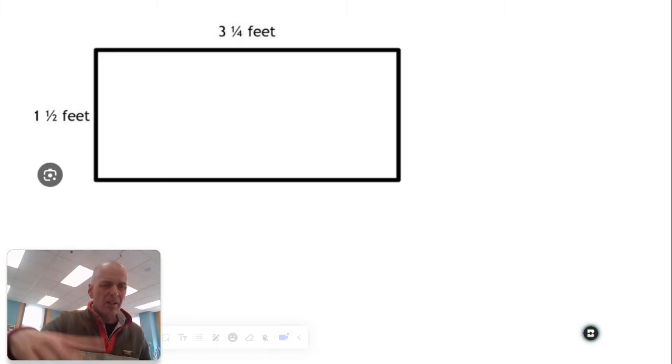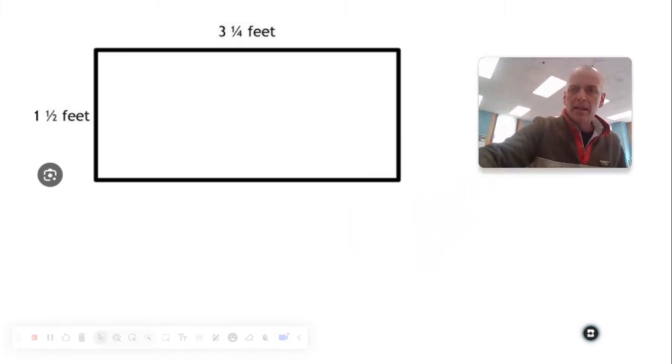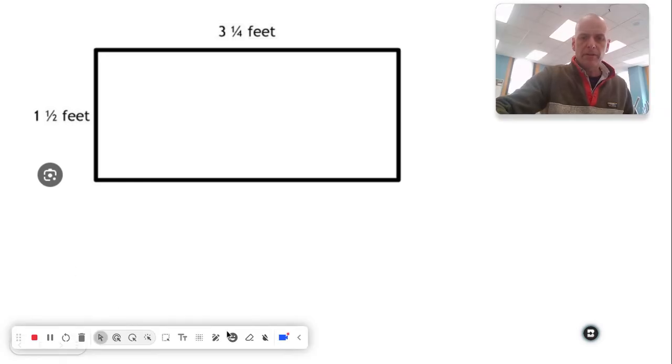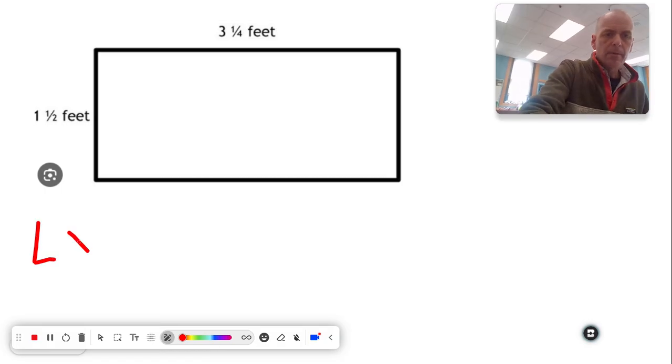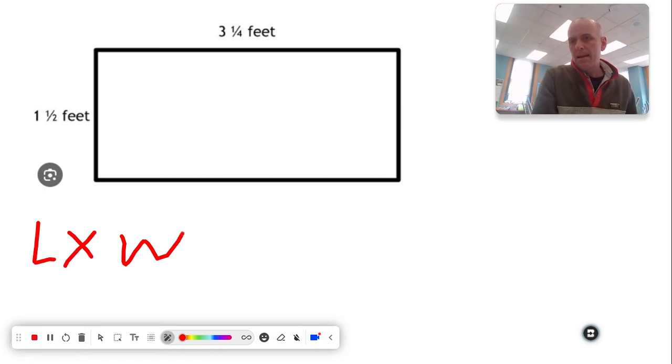So we've been doing volume. We know what area is. Area is part of volume when you find the length by the width. So length times width, and it's pretty simple. It's the 2D face of a prism, right? And you've done area before.